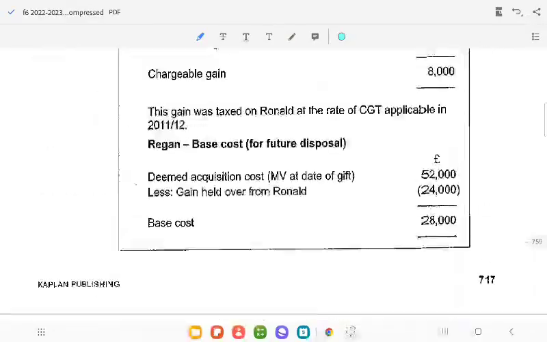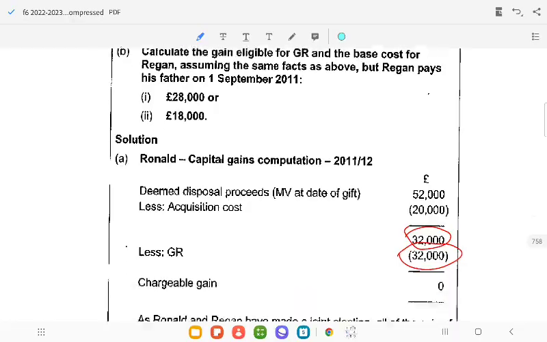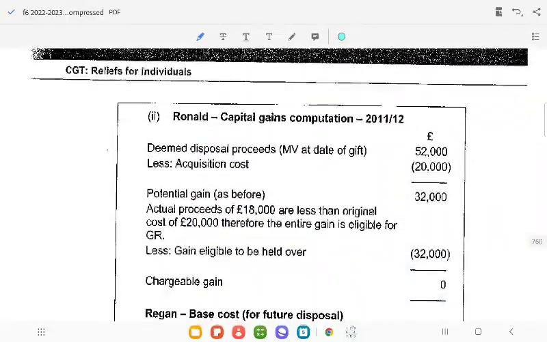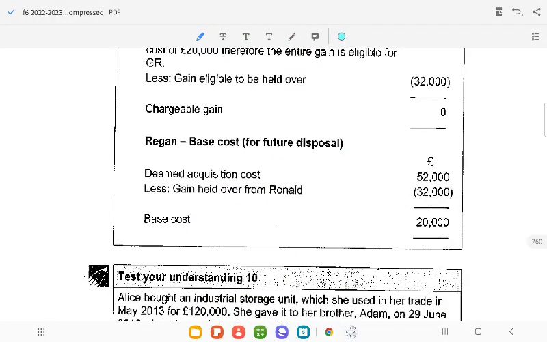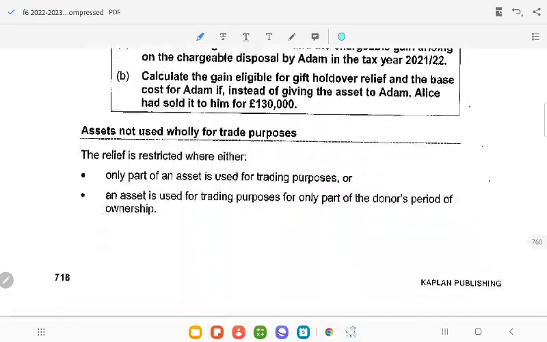In the next part, they have mentioned that Reagan has purchased that asset for 18,000. So in this part, there is nothing different from the first part of the question. The base cost would be 20,000 for Reagan and it would be compared with the sale proceeds of 95,000.